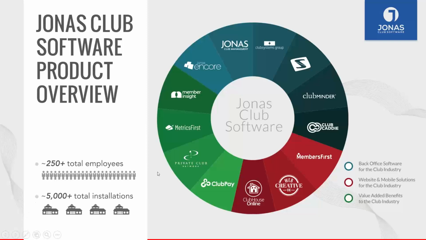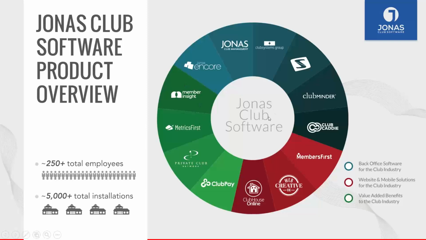So Jonas is comprised of multiple brands, and you'll see here that we actually have three different types of companies. We have our back office softwares, we have our website products, Clubhouse Online, Members First, as well as some value-added companies. These are the types of things like outsourced payroll by ClubPay, as well as a club concierge service, Private Club Network. We do some great analytics and KPI reporting through Metrics First, as well as some survey tools for getting member feedback through Member Insight.